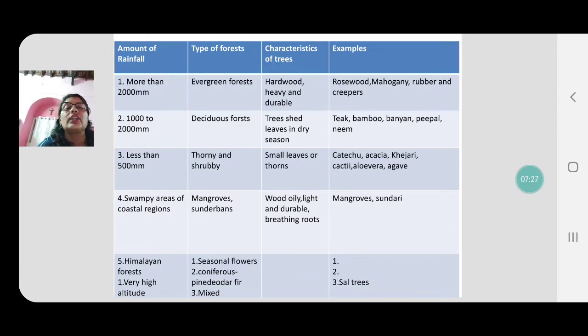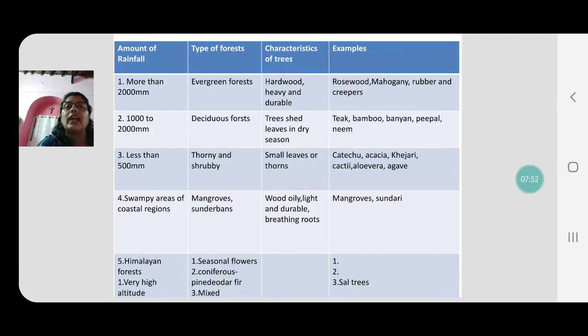Here we have thorny and shrubby type of trees. The characteristics are small leaves and thorns are present. Normally leaves are modified into thorns. And examples are katechu, that is bubble tree. No, katechu is kher. Then acacia is bubble tree. Khejdi, which is normally found in Rajasthan. The camels feed on the khejdi trees. I'll be showing you pictures very soon.